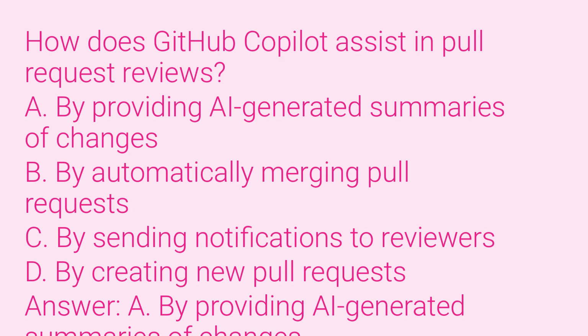How does GitHub Copilot assist in pull request reviews? A. By providing AI-generated summaries of changes. B. By automatically merging pull requests. C. By sending notifications to reviewers. D. By creating new pull requests. Answer. A. By providing AI-generated summaries of changes.